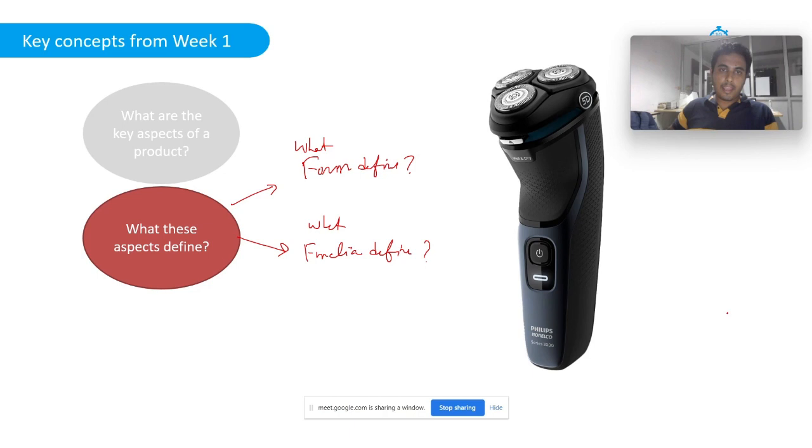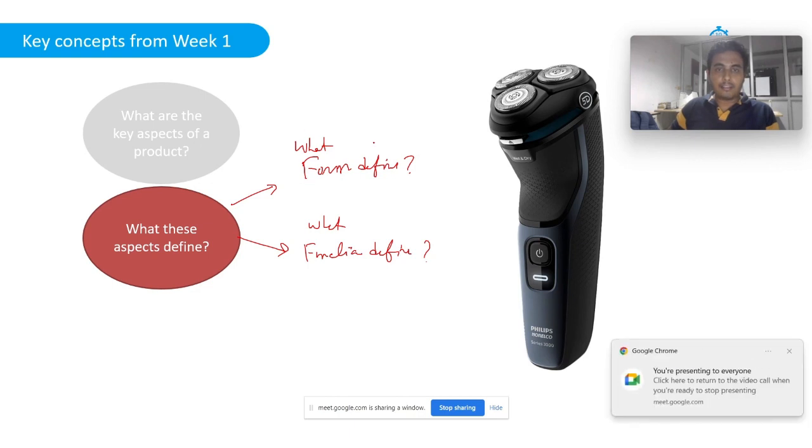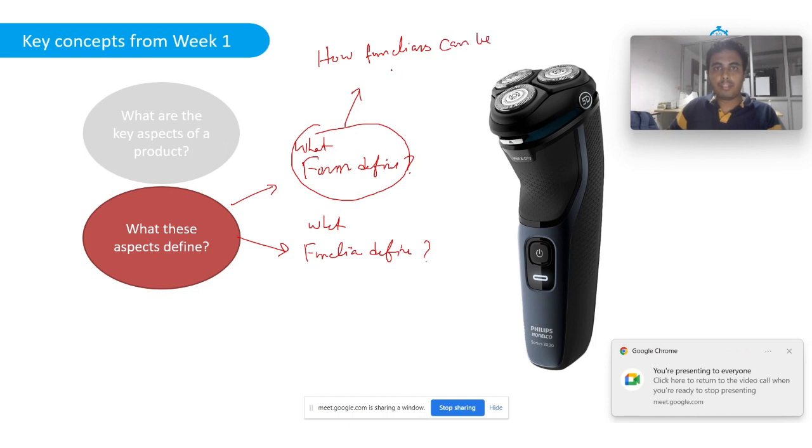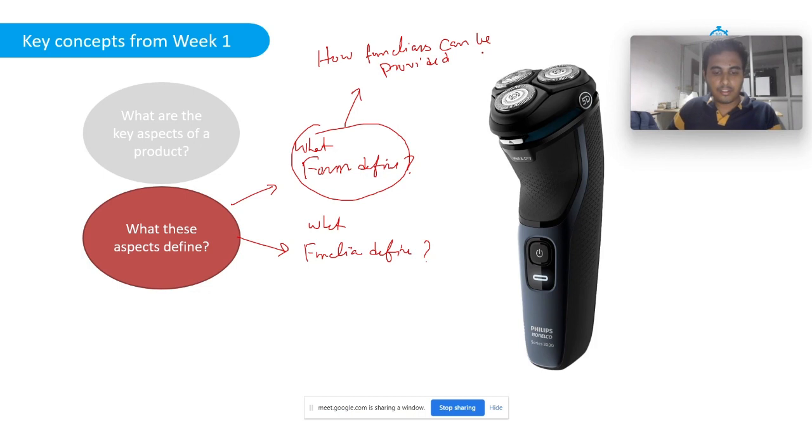So basically the form defines how the functions can be provided to a user in a more usable way.